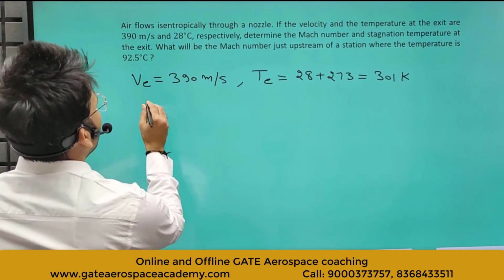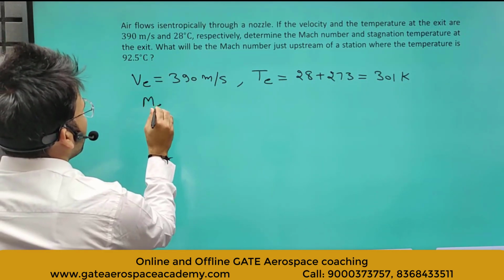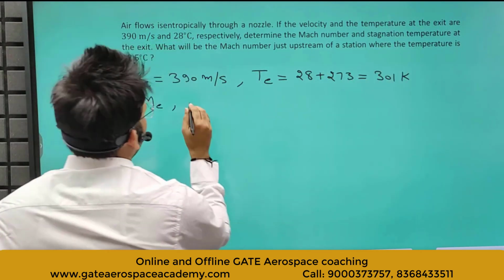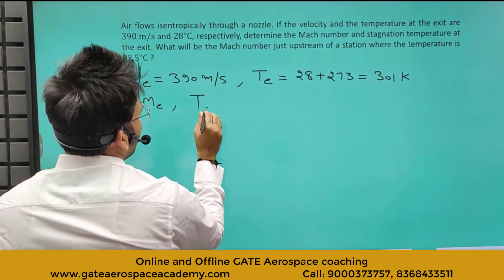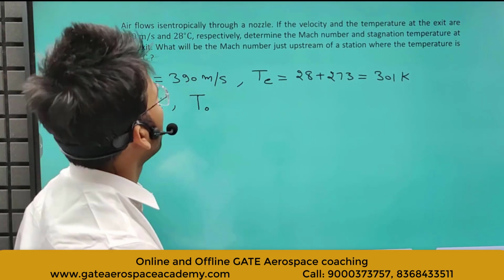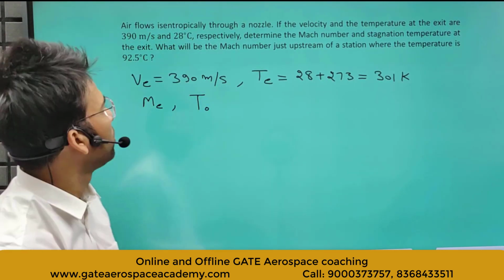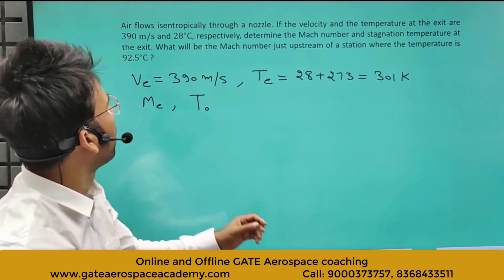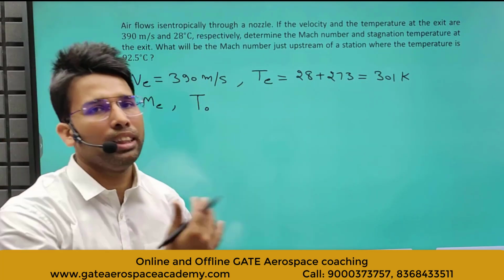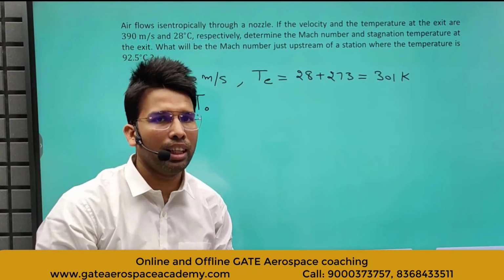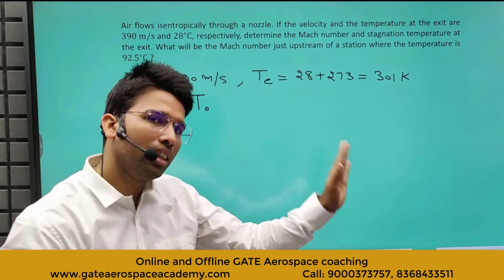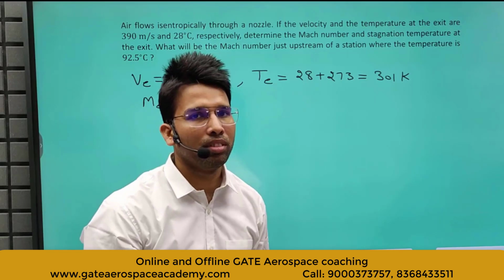So what we have to find out? The exit Mach number, ME, and the stagnation temperature. Stagnation temperature for an isentropic flow remains constant. So whether you find it at any other location or at the exit, it will be the same. This concept we learned in the lecture, that T naught, the stagnation temperature, will be constant throughout the isentropic flow. Correct?